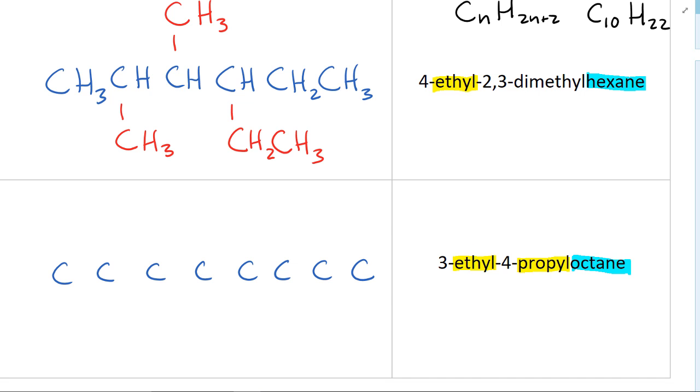The 2 carbon branches are going to come off of carbon atom number 3, and the 3 carbon branch off of carbon atom number 4. Put them in like this.